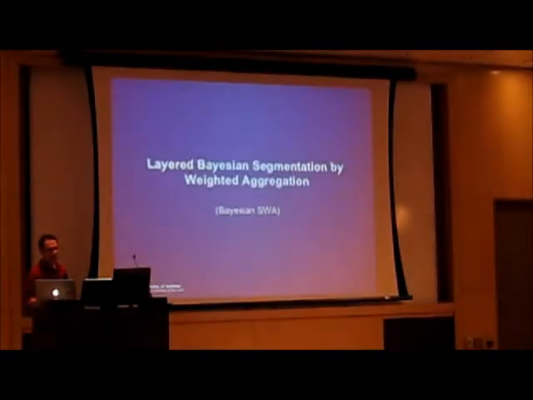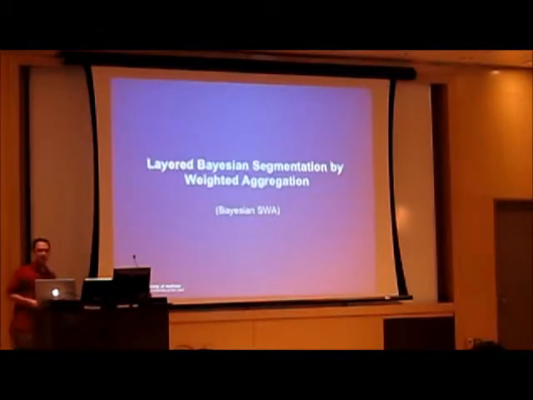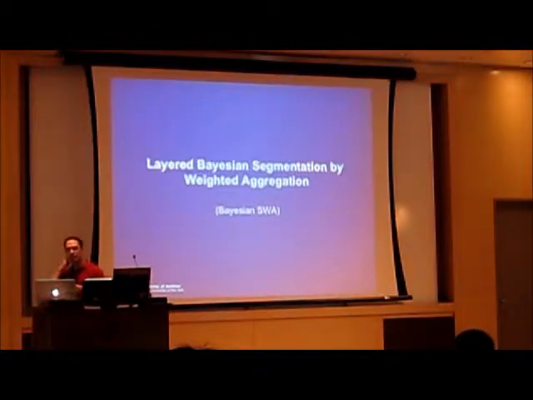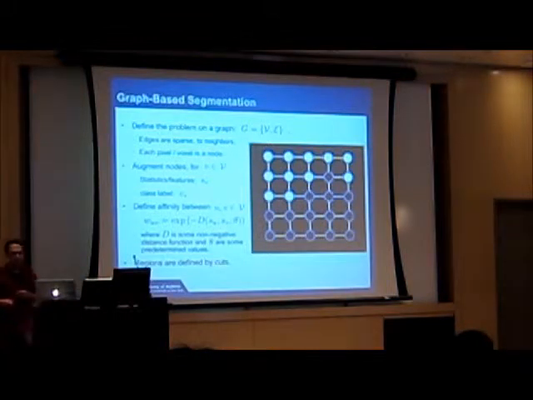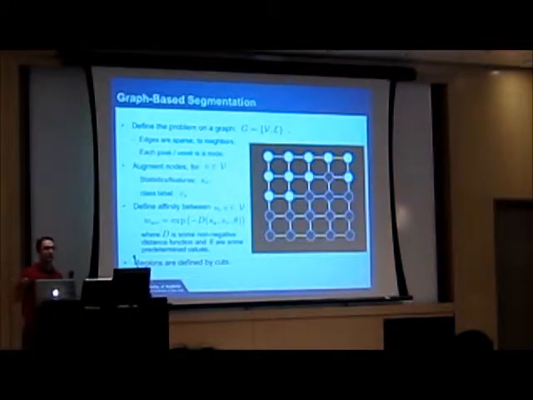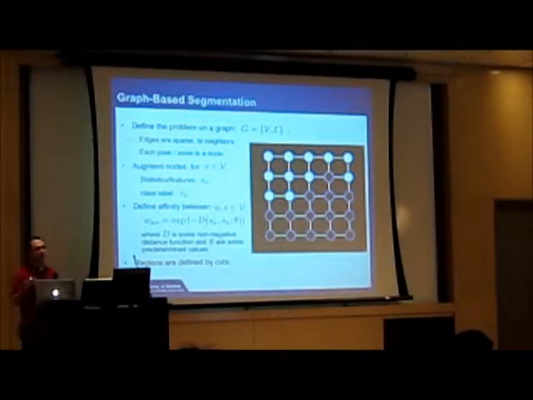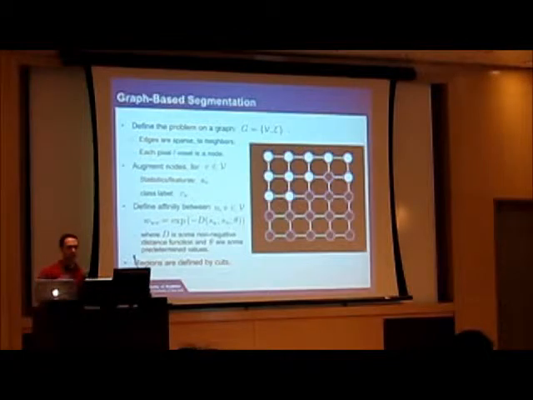Okay, so the first of the two methods that I'm going to present is briefly called Bayesian SWA, or layered Bayesian segmentation by weighted aggregation. It builds on graph-based segmentation that I'm sure nearly everyone in the room has heard about. Okay, so the basic idea is you have pixels in the image. For every pixel, you define a node in the graph. You connect them to the nearest neighbors, 4 connected for a 2D image, 6 connected for a 3D medical image, which is what we're working with here. At every pixel, for every voxel, you have some statistics or features. Let's call them S sub B.